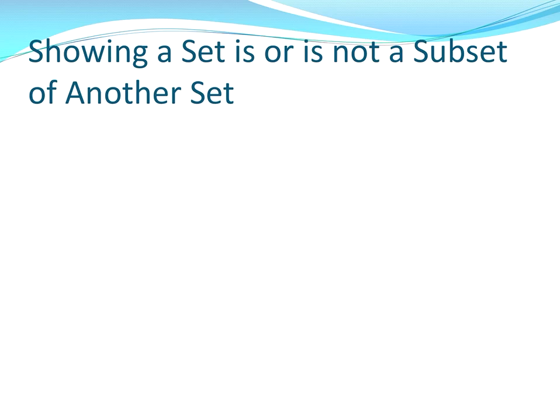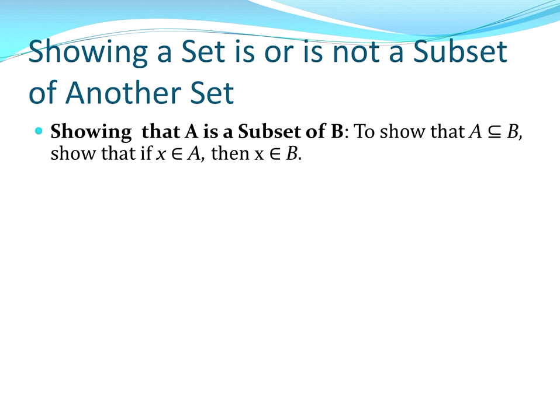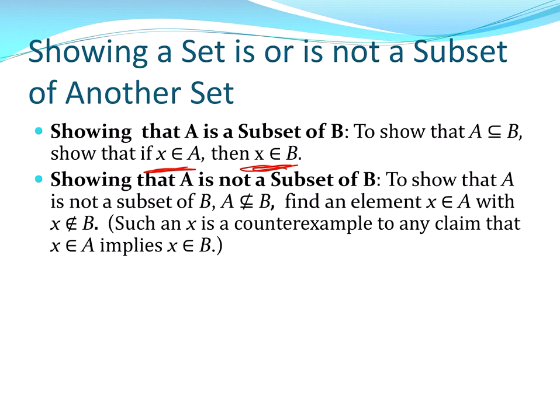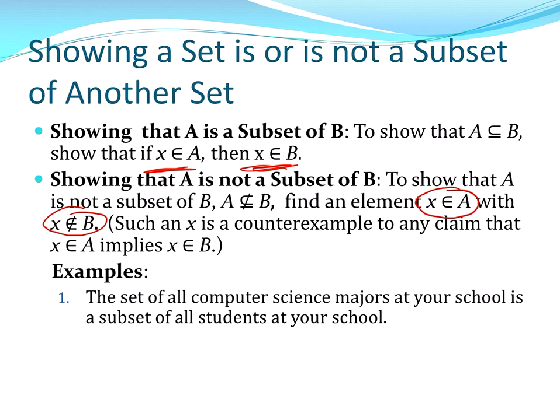All right, so we'll use those definitions to show whether one set is a subset of another. In order to show that A is a subset of B, we show that if x is an element of A, then x is an element of B. And to show that A is not a subset of B, we can find a counterexample, an x that is in A that is not in B. Computer science majors at your school is a subset of all the students at your school because every computer science major at our school is also a student at our school.